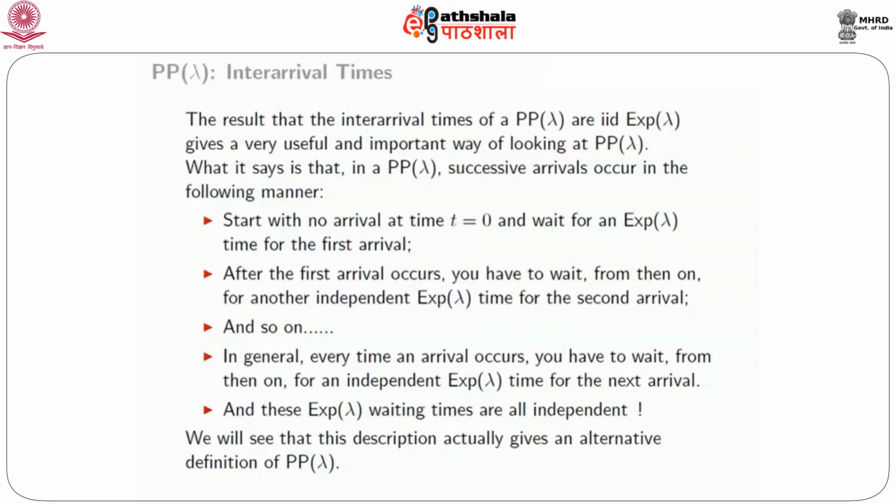But the important part is, you will see in our next module that this description actually gives an alternative definition of a Poisson process with intensity lambda. Remember, here we started with a certain definition of Poisson process and then derived this as a result, but we are going to show that we could have started with this and obtained the original properties of Poisson process.